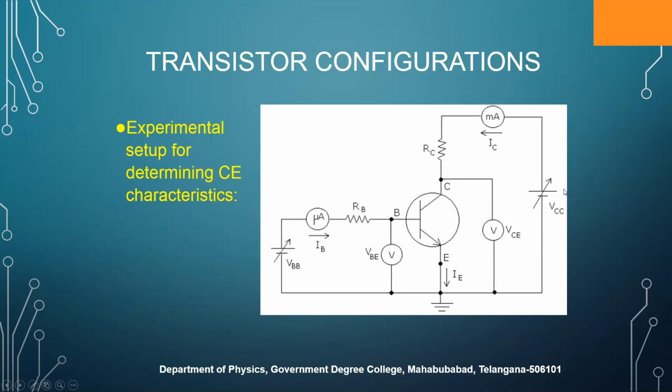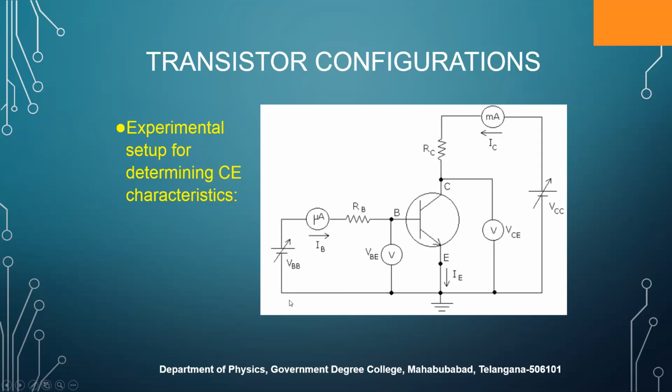Here we have 2 batteries. One is VCC, the other one is VBB. VCC we use for biasing the emitter collector circuit, and VBB we use for biasing the base and emitter circuit.